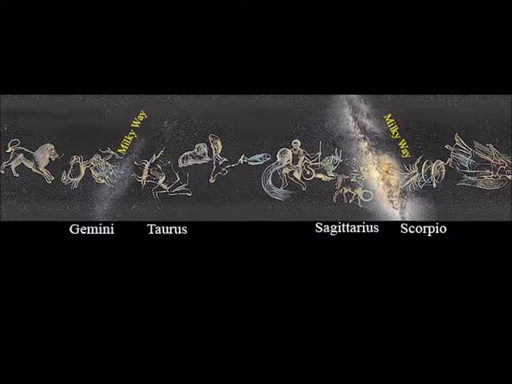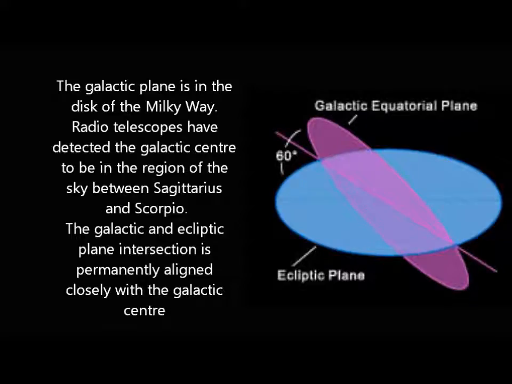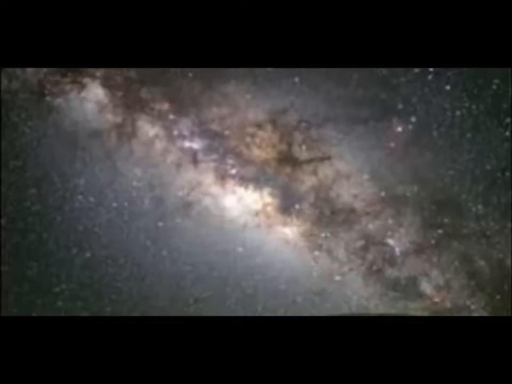If we look along this belt and locate Sagittarius and Scorpio, we notice that between them is where the Milky Way passes. The rings of the Milky Way and the belt of the zodiac intersect at two places where they mark a colossal X in the sky. We can represent this giant X as two intersecting disks, the galactic and ecliptic planes. We see our galaxy's disk through its edge. Somewhere along this edge in the disk must be its center.